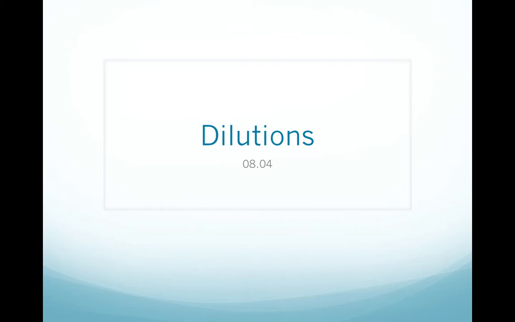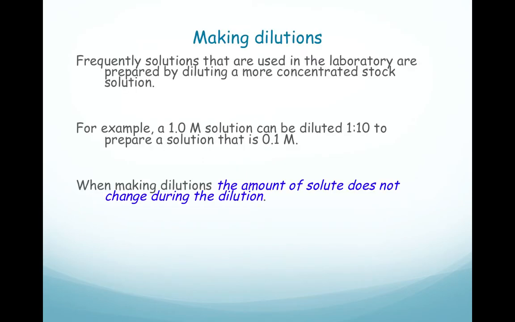So dilutions are something we use all the time. And when we make dilutions, and we do this a lot in science, we typically use a concentrated stock solution and then we dilute it out to a concentration that we want to work with. For example, hydrochloric acid comes in a 12 molar stock solution.